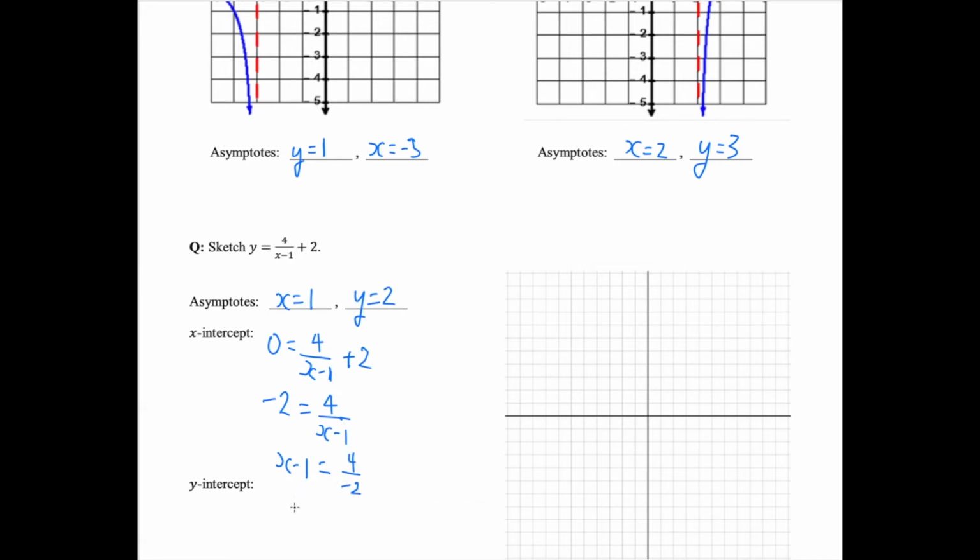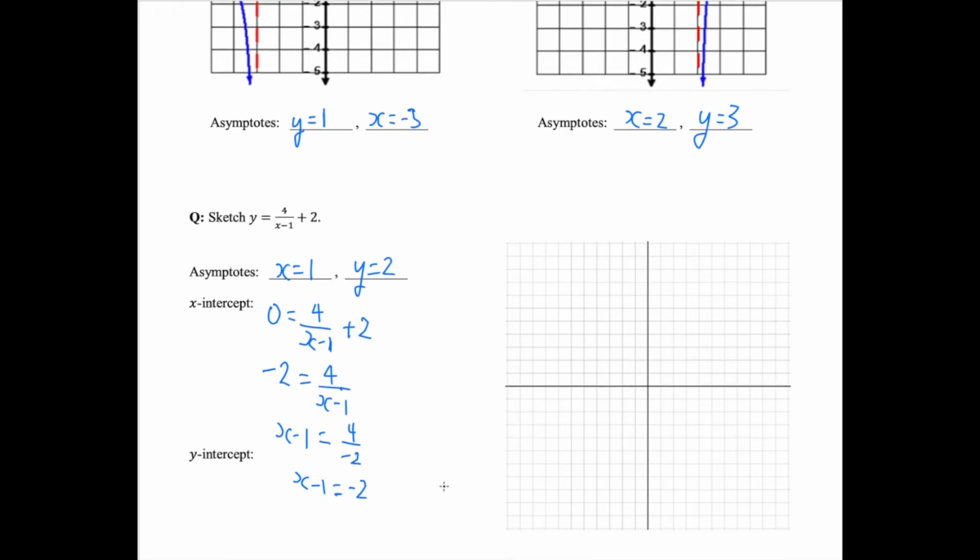And we know that x minus 1 is equal to minus 2. So what does x equal to? We add 2 to both sides. So x is equal to minus 2 plus 1, which is minus 1.